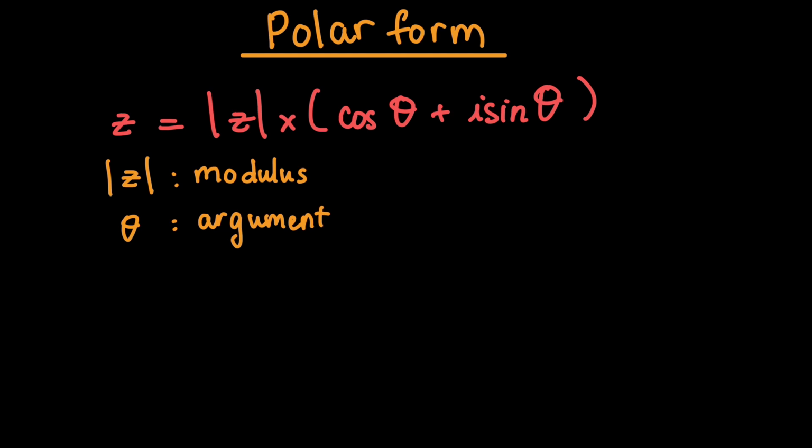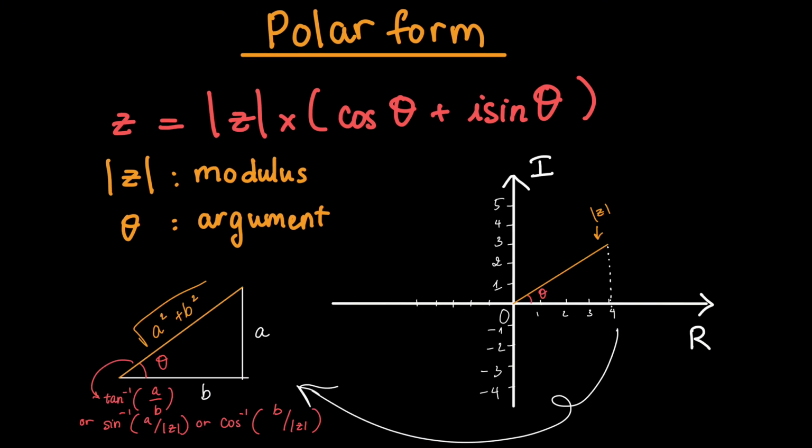Now we're going to move on to the polar form of a complex number. Before, we have already looked at the Cartesian form, which is a plus bi. Now here we have the polar form, which is written as the absolute value of z times cosine of theta plus i sine of theta in brackets. The absolute value of z is called the modulus, and theta is called the argument. So what is the modulus and the argument?